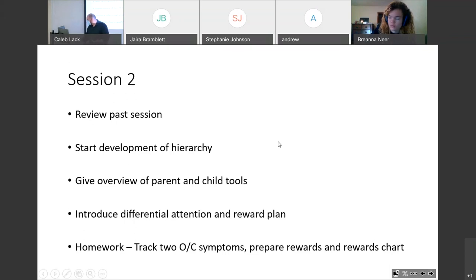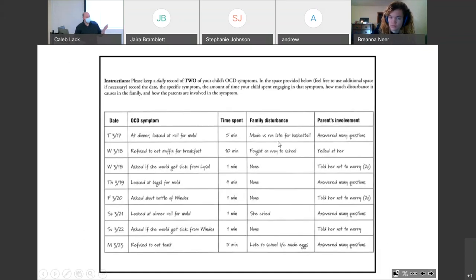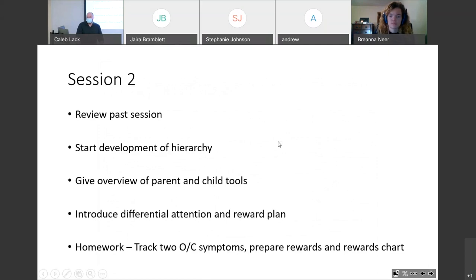What sort of family involvement was there? What did the parents do? Was there a disruption? How often was this occurring? Gives us a good baseline for starting to do number two, which is the development of our hierarchy.